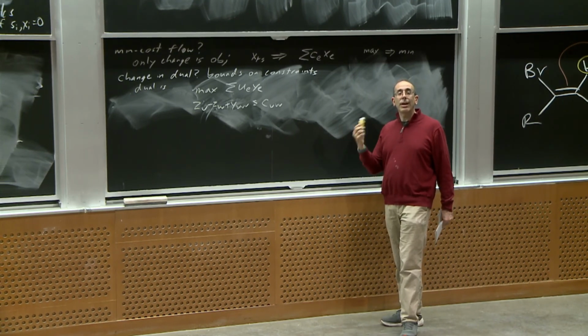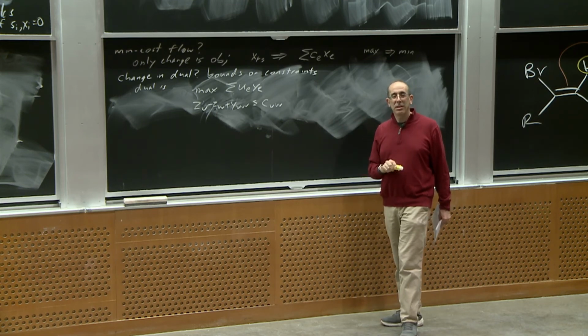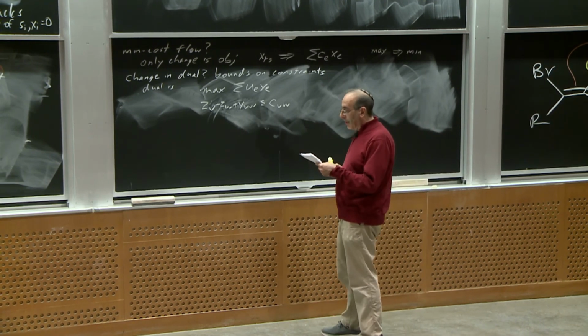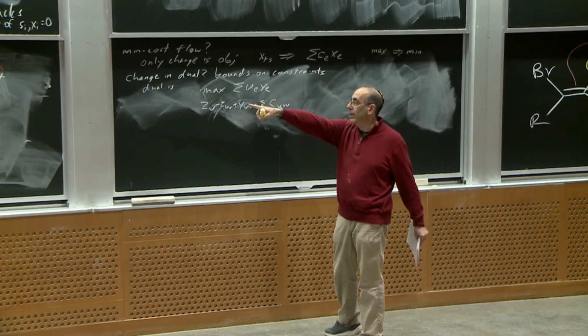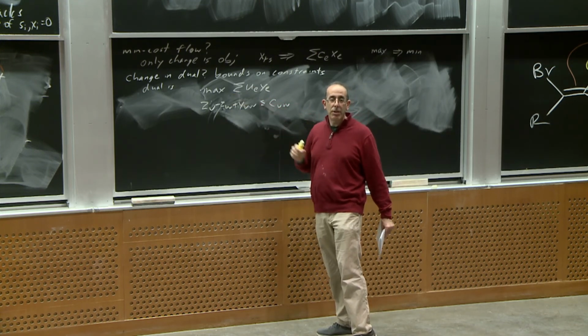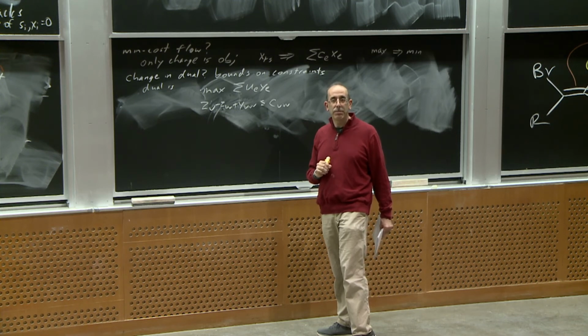What does switching the direction of the objective in the primal do to the dual? Yeah? Objective for the dual. That's one of the things that it does, right? Our dual was a minimization problem and it becomes a maximization problem, but there's another change that happens when we switch the direction of the objective in the primal.